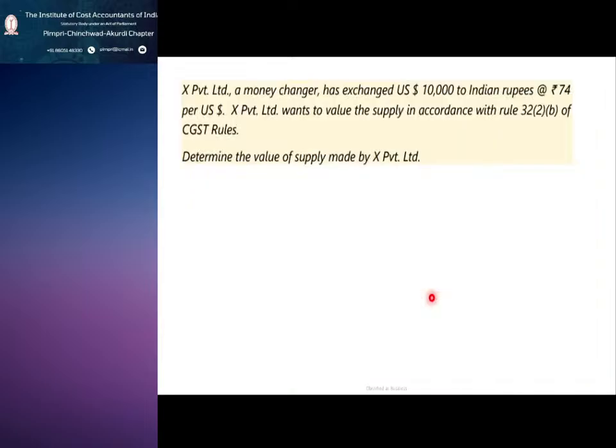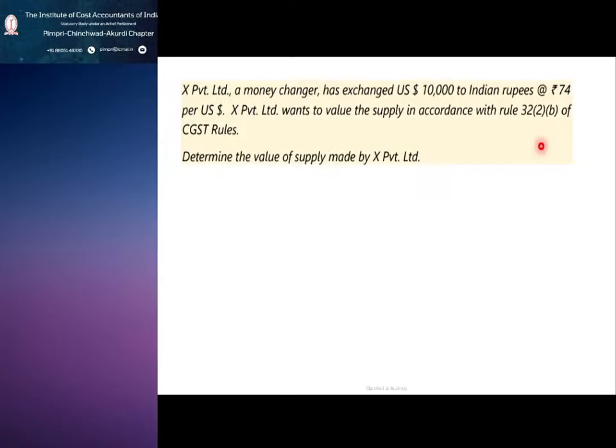So see this illustration here. X Private Limited, a money changer, exchanged $10,000 to Indian rupees at 74, and he wants to supply. See this question, if you want to follow 32(2)(a), it will definitely be in the question also, so please calculate as per 32(2)(a). If it is not there, then they will give 32(2)(b) in the problem directly. So you need to be very careful in that section also.